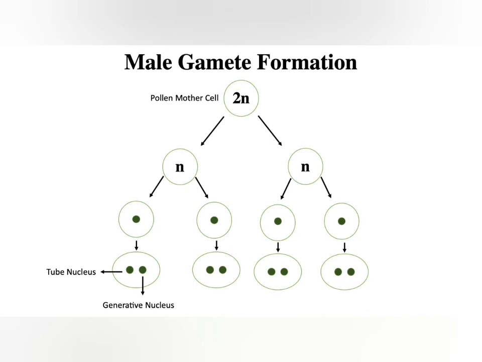And these cells will then just become mature, and each of these cells becomes a pollen grain. So as you can see here, one pollen grain contains two haploid nuclei. One of them is called the tube nucleus, while the other one is called the generative nucleus.